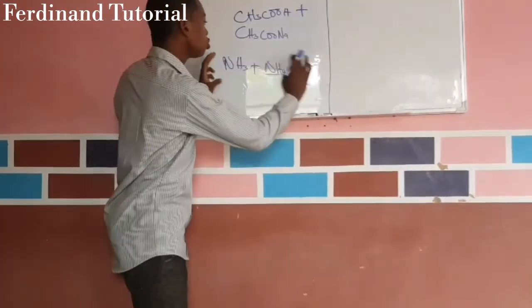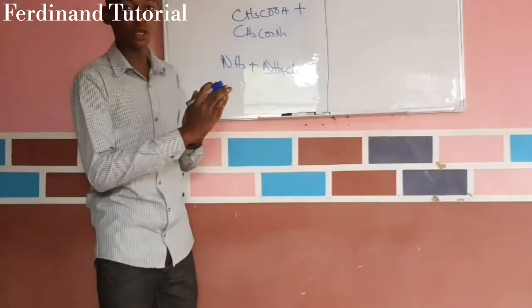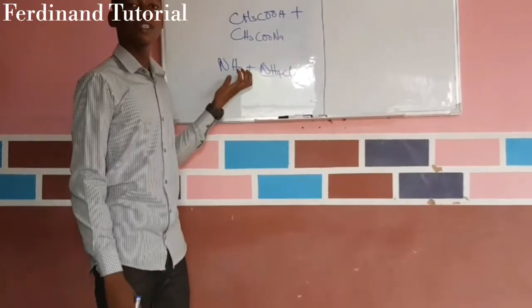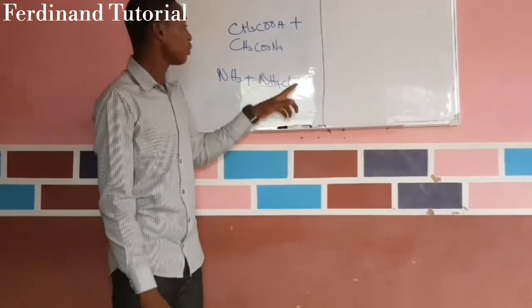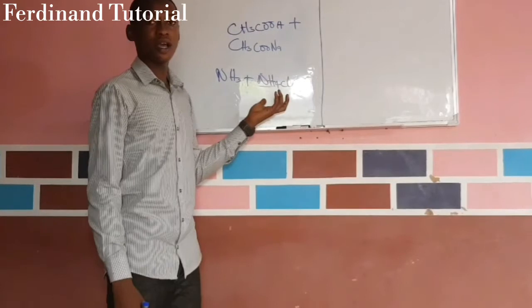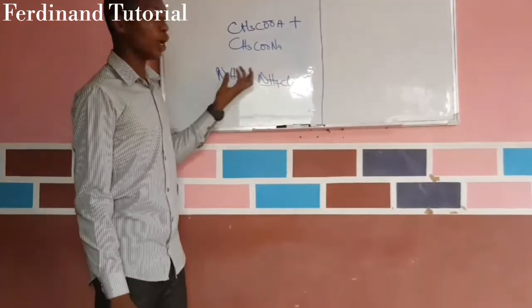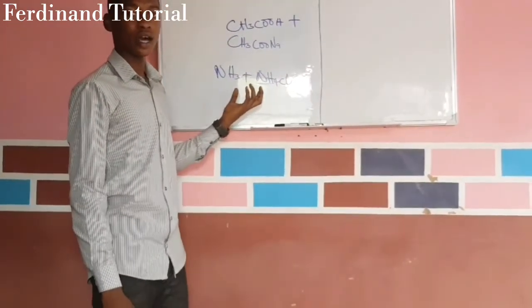And this solution here is basic in nature because the Kb of this ammonia is greater than the Ka of this ammonium ion. Now remember that there is an ammonium ion here. Are you getting it? That's why it is called a buffer. I don't know if you are getting it.